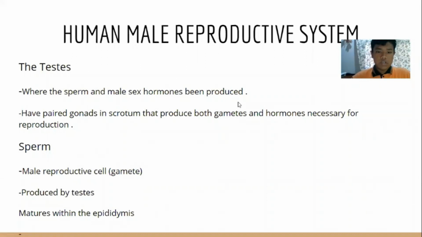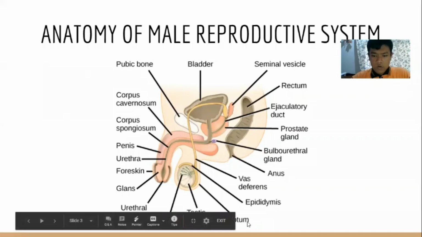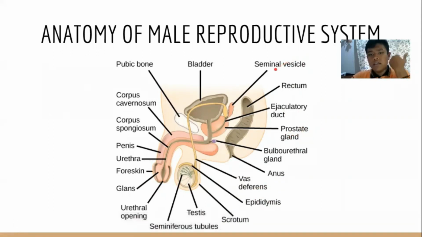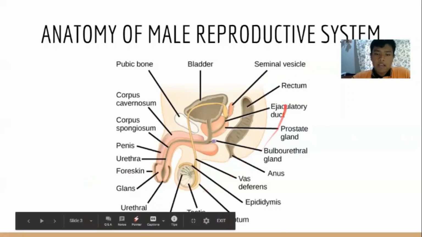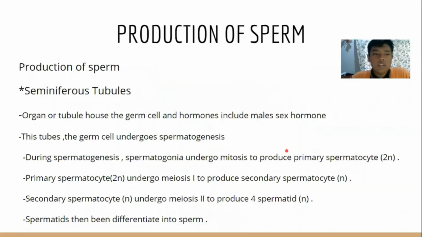Right now, we move to the anatomy of the male reproductive system. In this figure, the major parts that play a role in the male reproductive system are the testis, scrotum, epididymis, vas deferens, prostate gland, ejaculatory duct, seminal vesicle, and lastly the urethra. These parts, like I said, play a major role in the male reproductive system. So right now we move to the production of sperm.